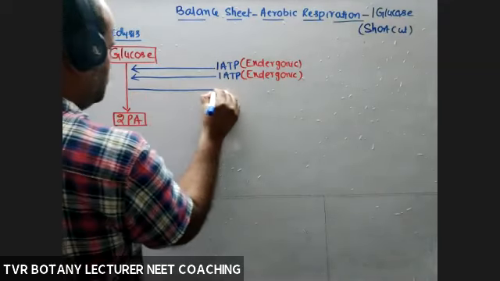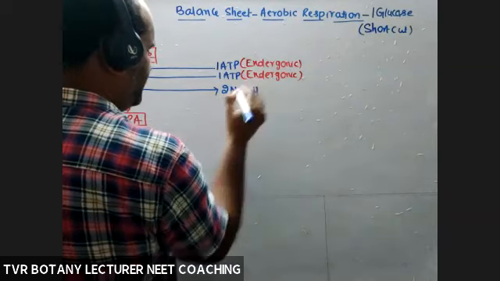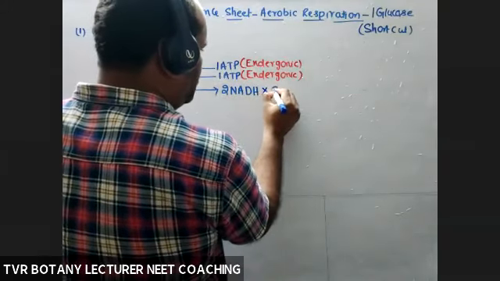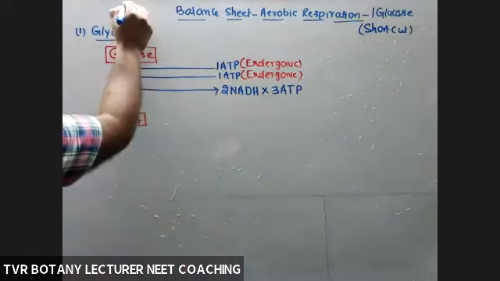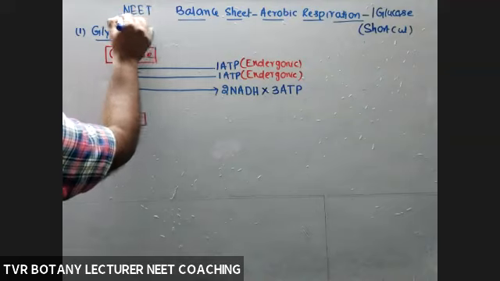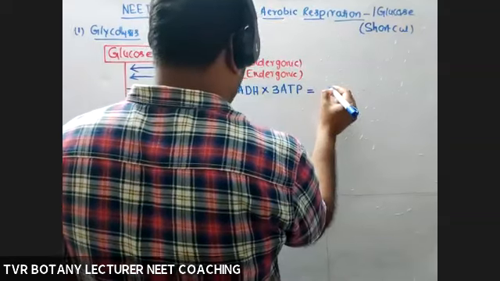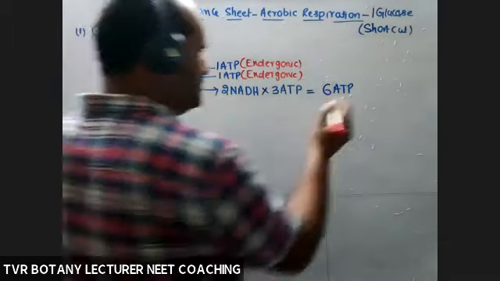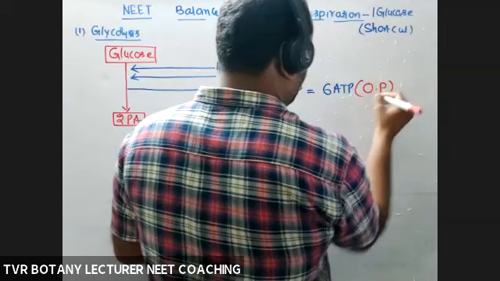And here, two molecules of NADH. So here, very, very important thing is, each NADH is converted into three molecules of ATP. This shortcut is for NEET. So three ATP molecules. So total ATP production, 6 molecules of ATP by means of OP. OP is oxidative phosphorylation, indirectly produced.